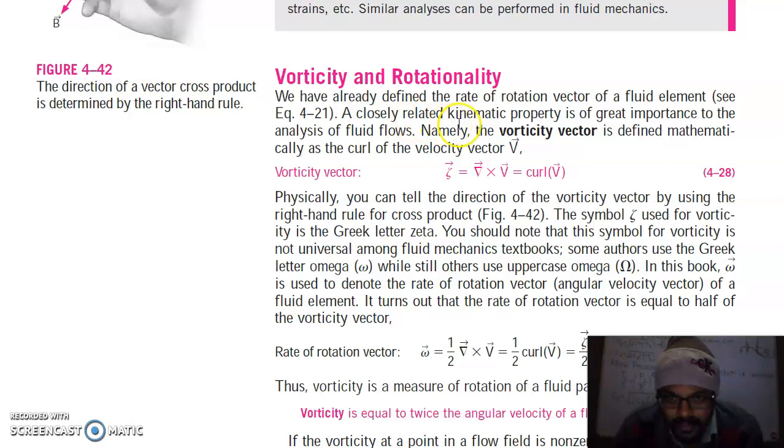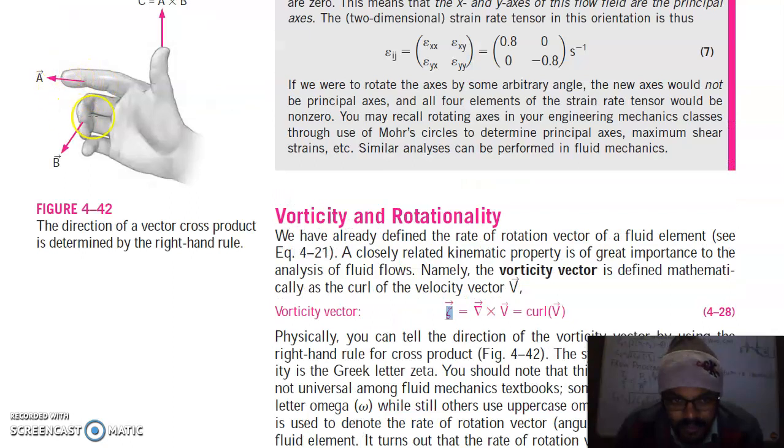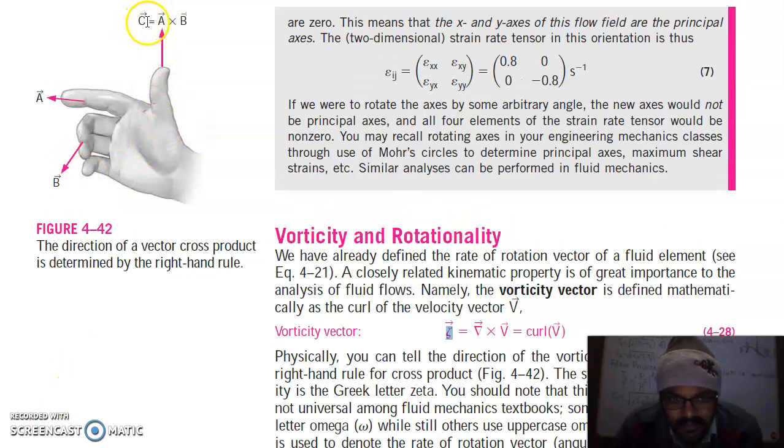A closely related kinematic property, of great importance to the analysis of fluid flows, is the vorticity vector, defined mathematically as the curl of the velocity vector. So vorticity, with the Greek letter zeta, is equal to del cross V, which is the curl of the V vector. Suppose you have vector A and vector V. The direction of the vector cross product is determined by the right-hand rule. So vector C is A cross V, and its direction is in this direction.